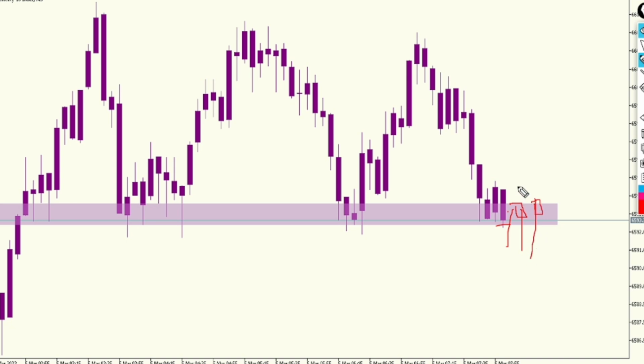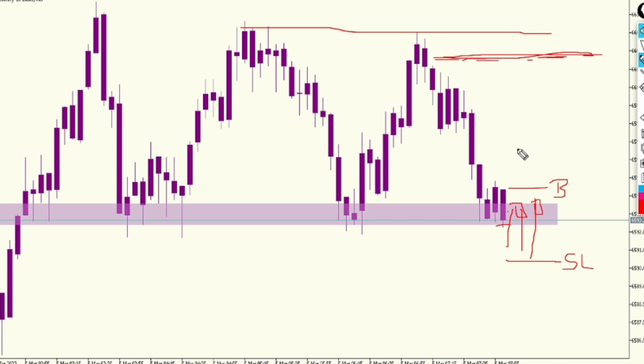Once I see that, that's when I buy, and then I put my stop loss below the zone, and then my take profit before going up to the upper zone. So I'll put it at least at this point right here, and then expect prices to move up to the take profit. That's how you get a high probability trade in the market.